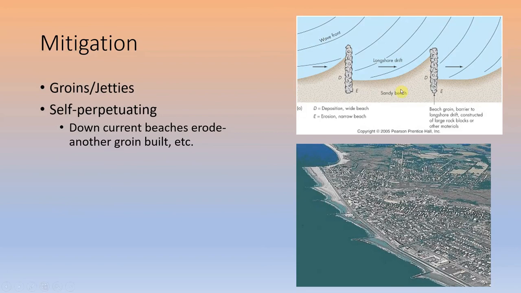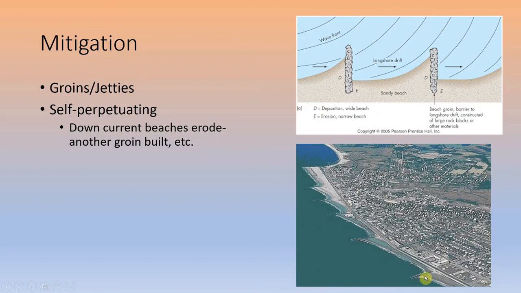So if this is your beach here and your neighbor up current builds a groin, well, it's going to start to deposit on that up current side, right? And it's going to erode on that down current side. So what are you going to do? Well, your beach will start to go away, so you're going to build another groin, right? And what's your neighbor going to do? Build another groin, right? So this idea of self-perpetuation, you can see that here too.